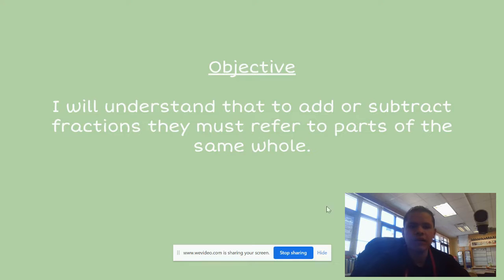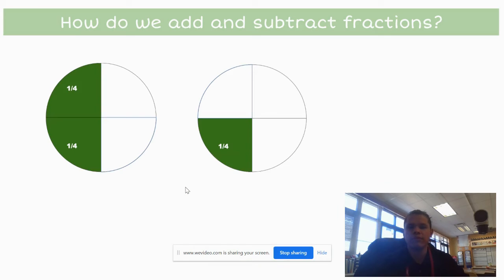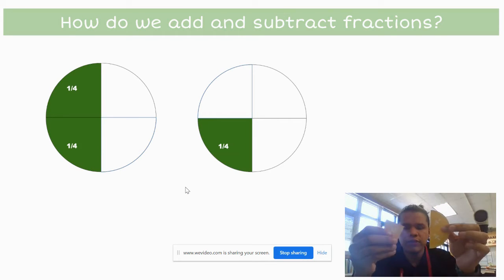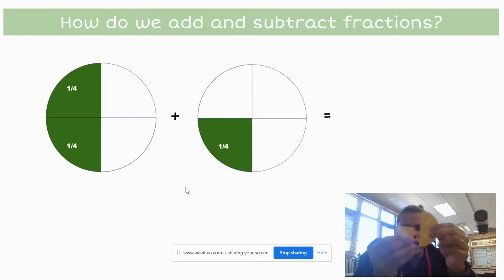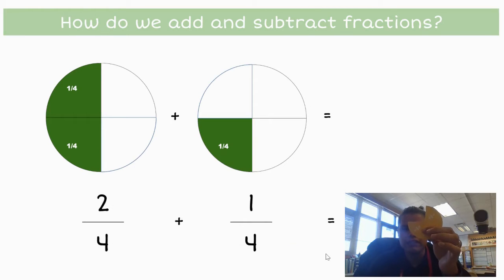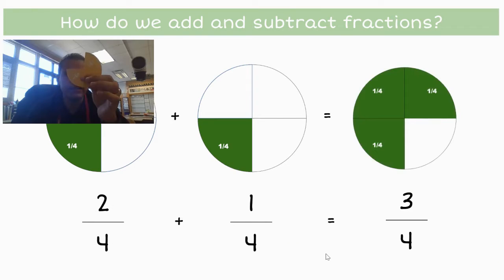Your objective is I will understand that to add or subtract fractions, they must refer to parts of the same whole. So how do we add and subtract fractions? Let's say that you have 2/4 and you have 1/4. Well, when we add fractions, we combine them. So as you can see right here, you have 2/4 plus 1/4. And you get 3/4. Do you notice anything about the numerator whenever you are adding fractions? Do you notice anything about the denominator when you are adding fractions?